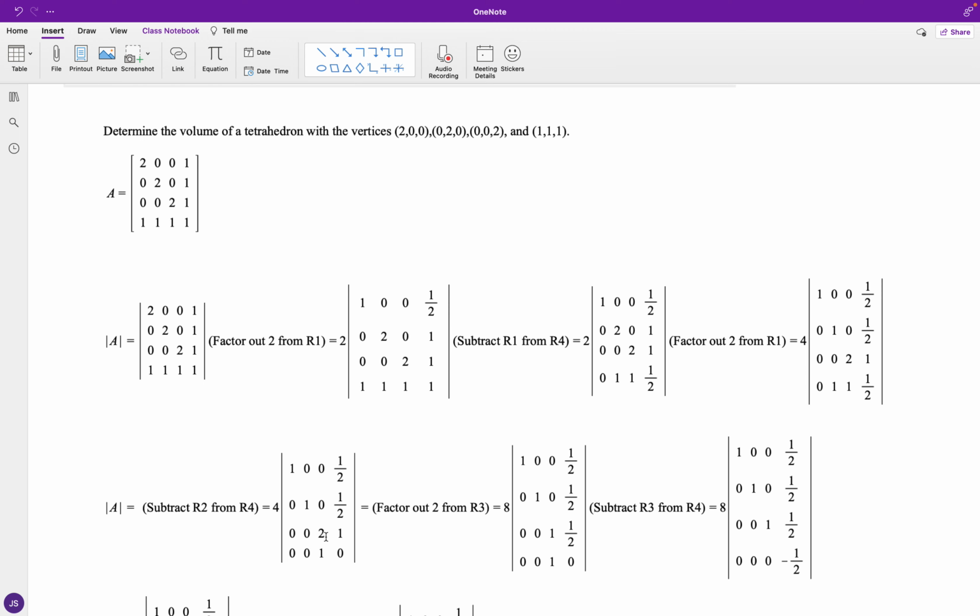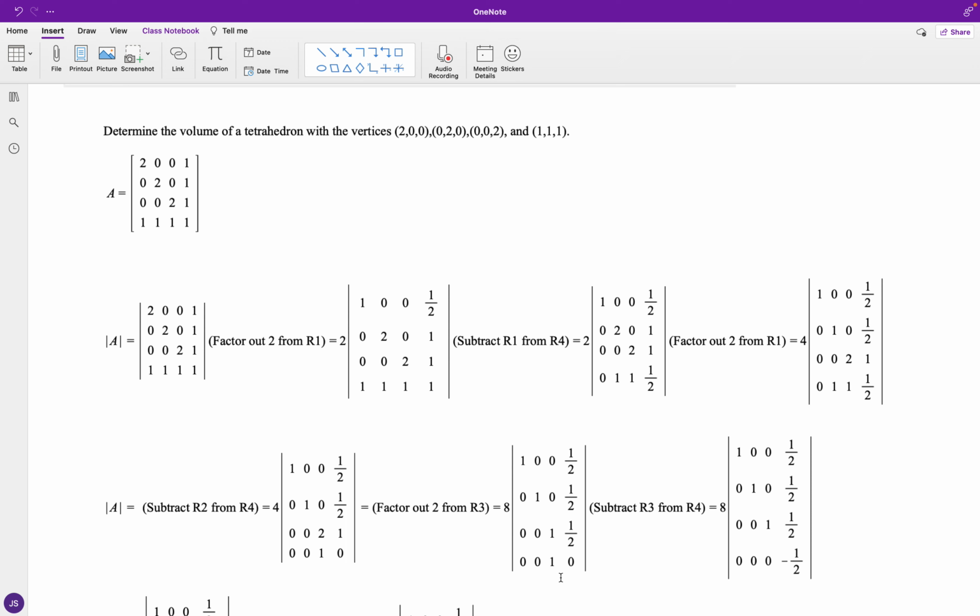Proceeding down to the third row, I have a 2 at the front. I want to change this to a 1, and I'm going to factor out 2 once more. So the leading coefficient in front of the determinant is going to be 8, since 4 times 2 is 8. The third row is now 0, 0, 1, and 1/2. Then to change the 1 that remains in the bottom row, I'm going to take the third row elements away from the last row.